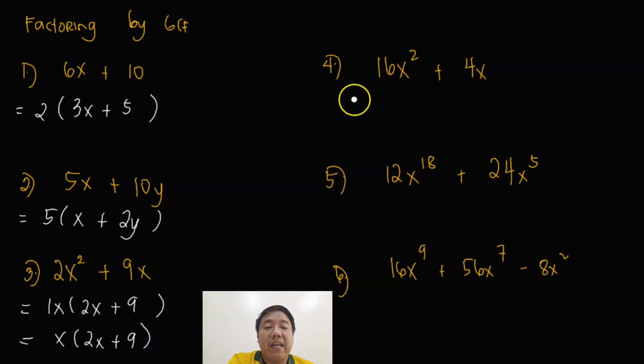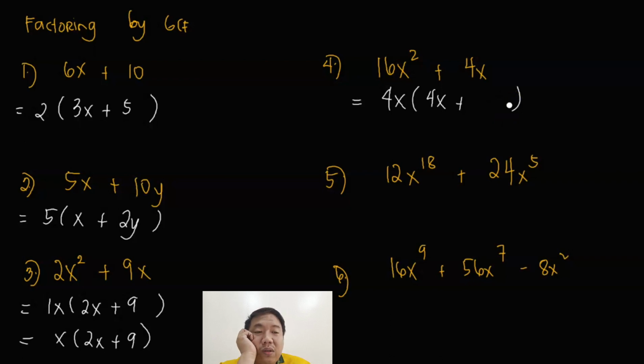Ano po kaya magiging GCF natin dito? Very good. It's 4x. Then, open and close parentheses. 16x squared divided by 4x is another 4x plus 4x divided by 4x. So, nagdi-divide ka lang. You are dividing the number and the variable by itself. If you are dividing those, of course, the answer is 1. Very good. And then, 12x raised to 18 plus 24x raised to 5. Sige nga po, pakitry nga po kung ano po magiging sagot nyo dito. You can pause the video so that you can have your answer.